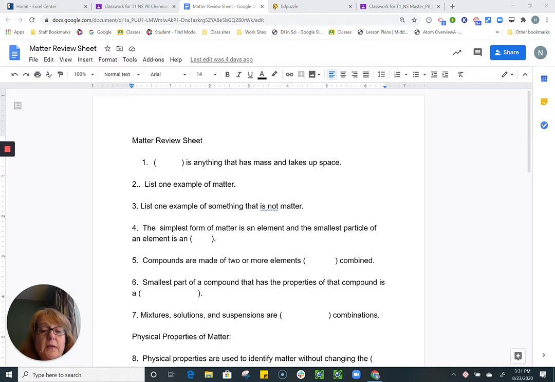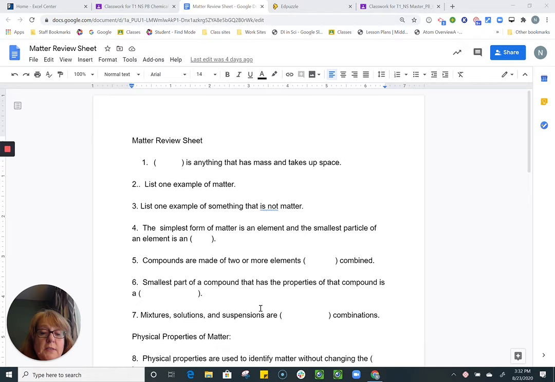The smallest part of a compound that has the properties of that compound is a molecule. So one H2O, two hydrogen and one oxygen, put together chemically by sharing electrons, forms a substance that we call water. A molecule of water is the smallest particle of that compound that is still water. If you split the water molecule into hydrogen and oxygen atoms, they have their own unique properties. But when they are chemically combined in the ratio of 2 hydrogen to 1 oxygen, they take on the properties of what we call water.